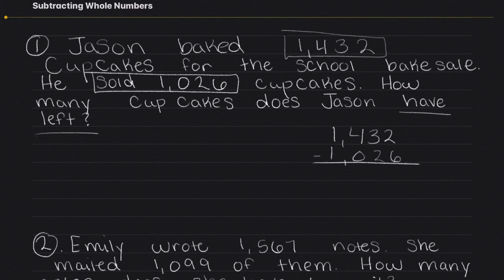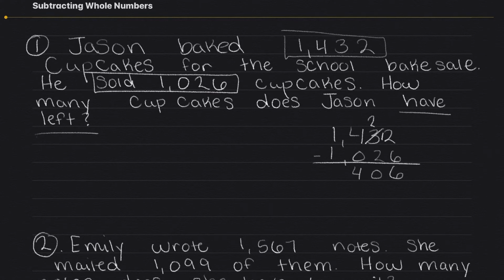1,026. Okay, I notice in my ones place I have 2 take away 6. I cannot subtract 6 away from 2. I only have 2, which means I need to borrow. I go next door to my 3, cross it out, make that a 2 because I'm going to borrow that 1 from it and turn my 2 now into a 12. 12 take away 6 is 6. 2 take away 2 is 0. 4 take away 0 is 4. And 1 take away 1 is nothing. So he was left over with 406 cupcakes.